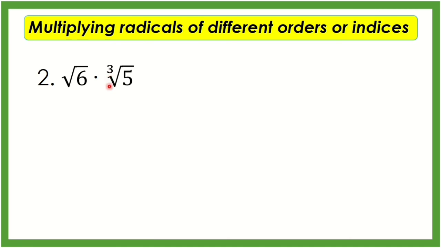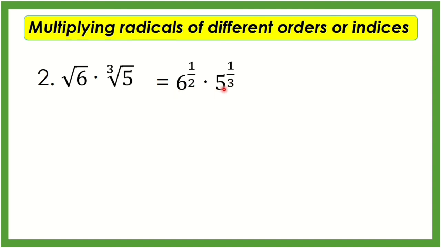So, different indices. Transform muna natin into exponential form, yung bawat radical. Ang square root of 6 is equal to 6 raised to 1 over 2. Ang exponent ng 6 ay 1, ang order is 2. So, 1 over 2. Times, ang cube root ng 5 into exponential form is 5 raised to 1 thirds. 5, yun yung base. Ang exponent ng 5 is 1. Yun yung exponent, and then 3 yun yung index.